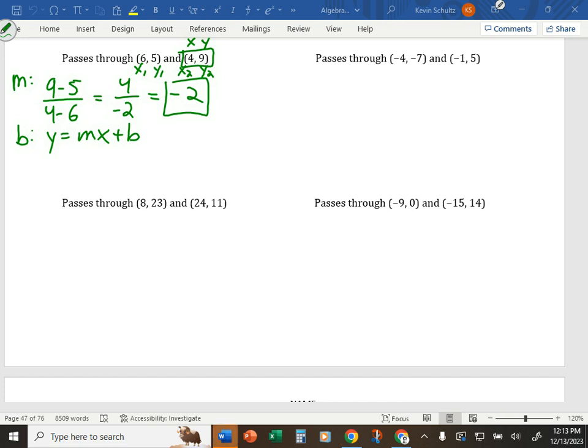We solve for m by the formula. That ordered pair gives us values for y and x. Now let's just plug it in again. We've done this, okay? Y is 9. Our slope is -2. X is 4. This should feel familiar. Simplify the right side. Negative 2 times 4 is negative 8. Add 8 to both sides. And we get 17 as our value for b.